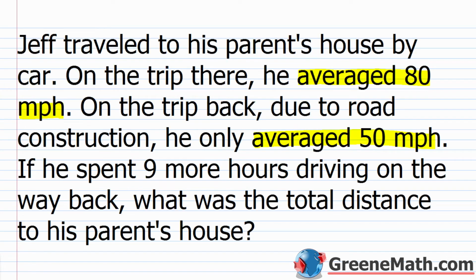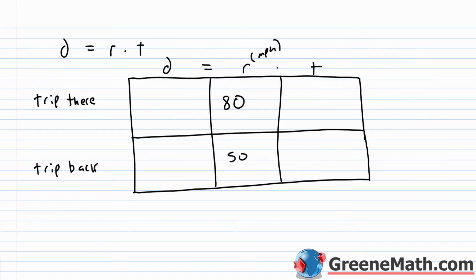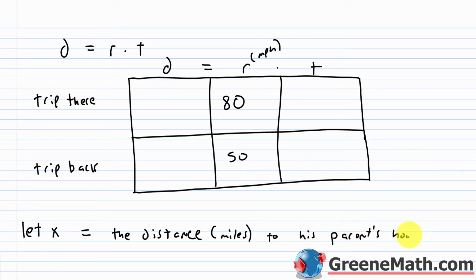Now when we start talking about distance, remember, the main question here is what was the total distance to his parents' house? So we don't know that. So if it's an unknown, let's assign a variable to represent it. So let's say that we're going to let x be equal to the distance, and this is in miles, to his parents' house. So we put x for the trip there and x for the trip back because the distance is the same.